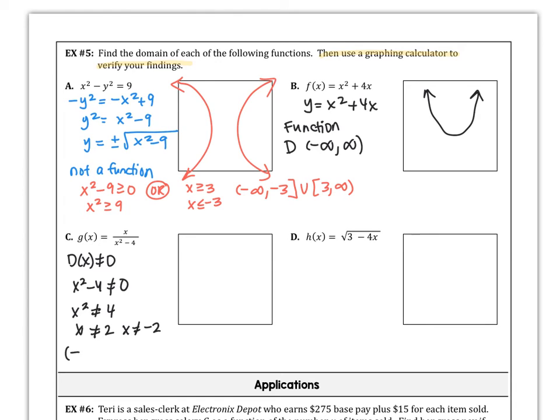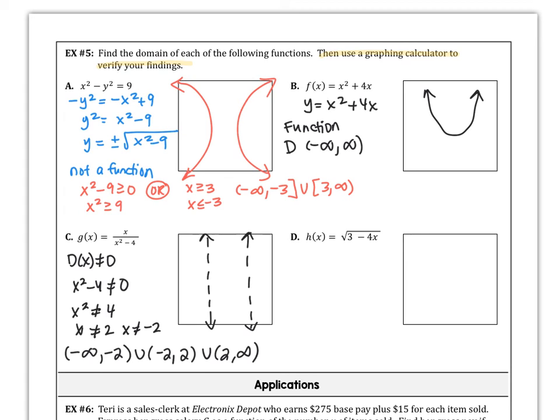So that means in interval notation, we're going from negative infinity to negative 2, and then negative 2 to 2, and then from 2 to infinity, like that. So when you graph it, there is a dotted line or an asymptote at negative 2 and 2. Okay, we're really not worried about the rest of it right now. You just need to know that there are asymptotes right there, vertical asymptotes.